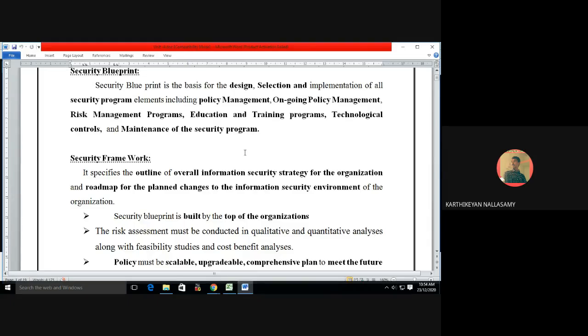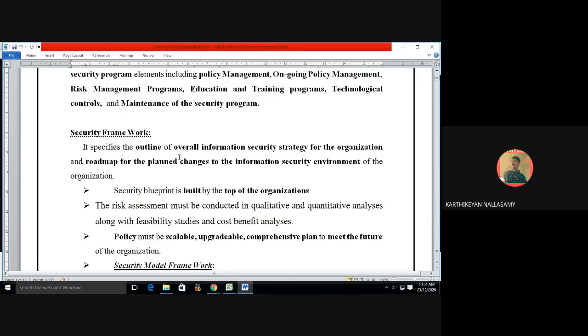Risk assessment is one of the important factors. It must be implemented in both a qualitative and a quantitative manner, and the feasibility analysis and the cost-benefit analysis are also very important. If you are defining some kind of security, then qualitative and quantitative analysis is very important, and based on that we also need to consider feasibility analysis along with cost effectiveness.